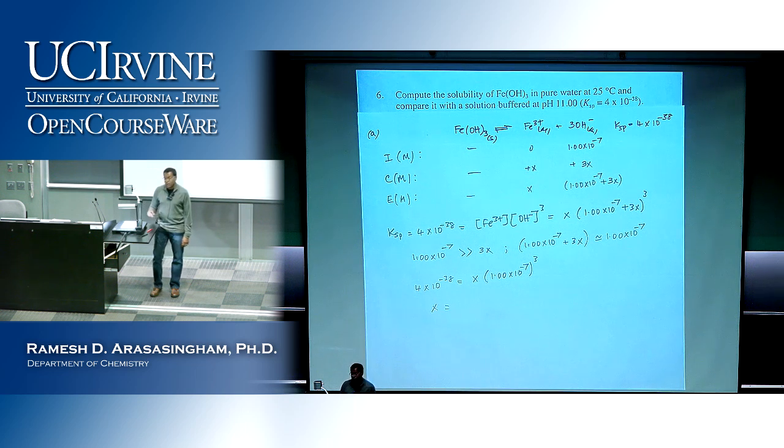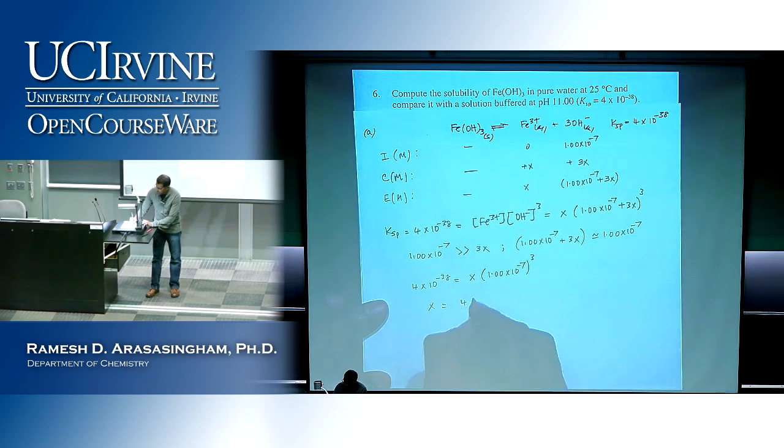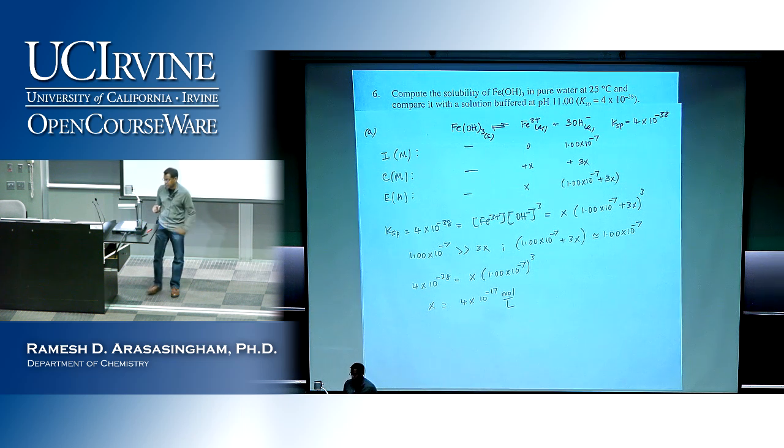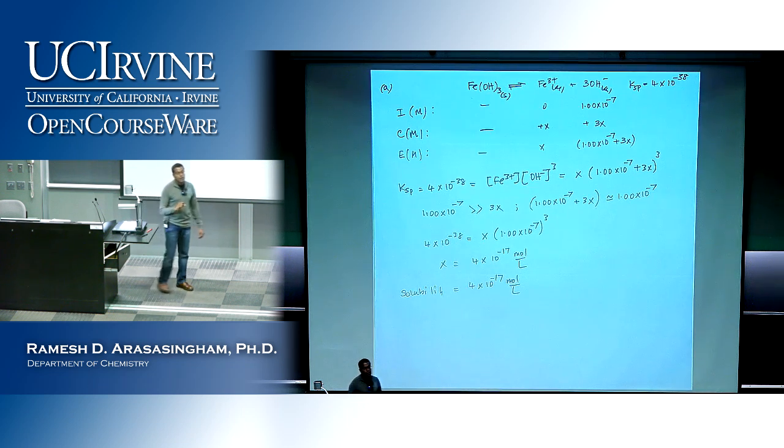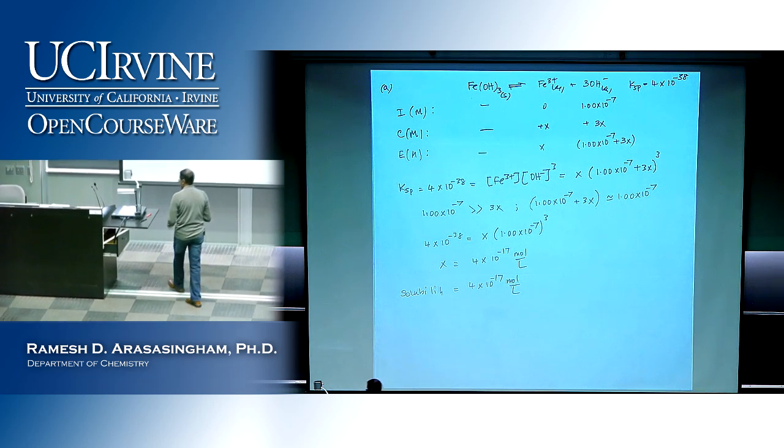So x turns out to be 10 to the negative 7 moles per liter. They want you to calculate solubility, so solubility would be 4 times 10 to the negative 7 moles per liter. In this instance, if you're in pure water, that's what the solubility would be.